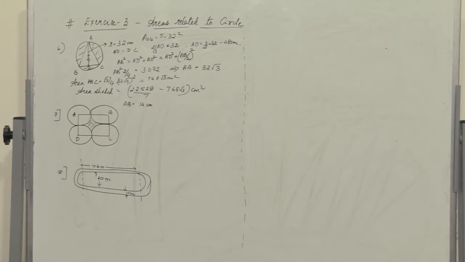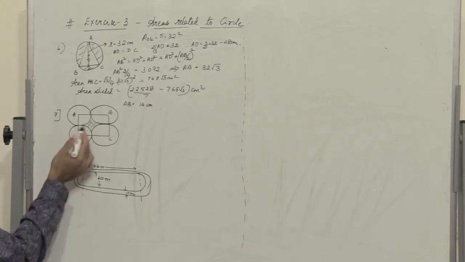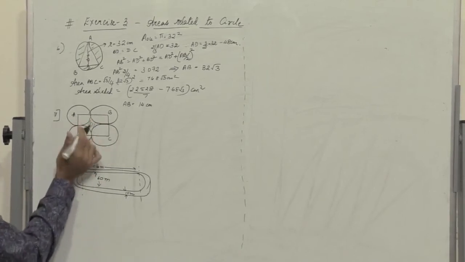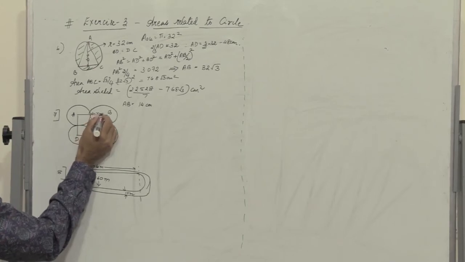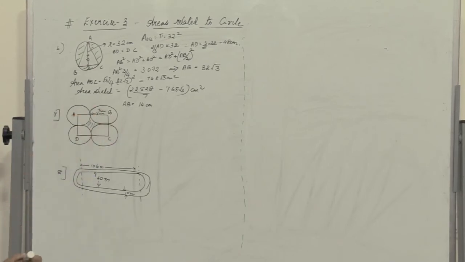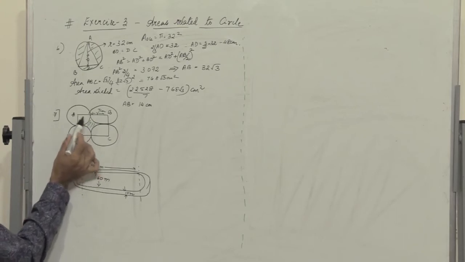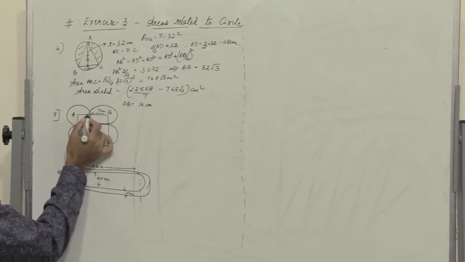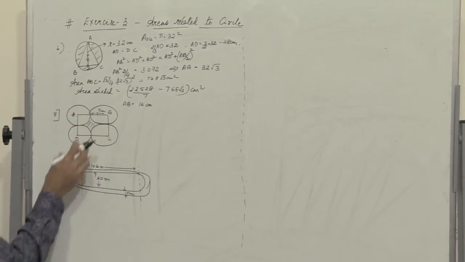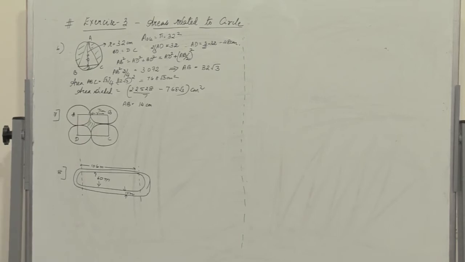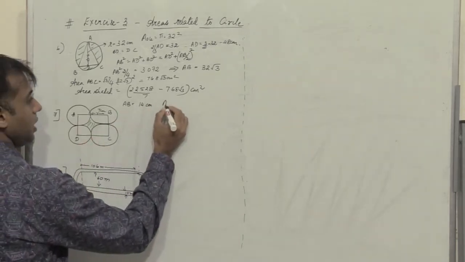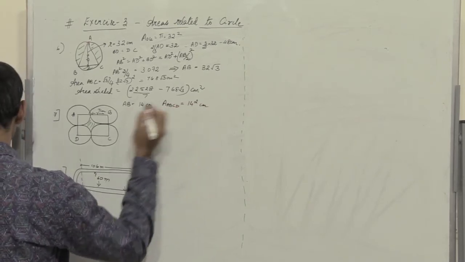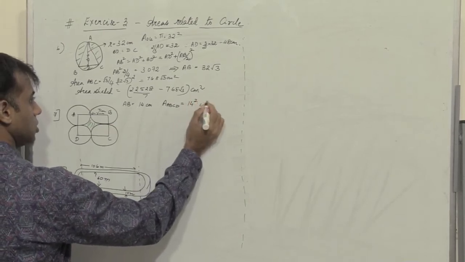The next problem, problem 7, we need to find the area of this shaded region here. Now ABCD is a square, so AB is 14, and hence the radius of the circle would be 7 centimeters. To find the area of this shaded region, find the area of the square minus the area of these quarter circles. If I add up these 4 quarter circles, it becomes the area of one full circle of radius 7. So let's find the area of ABCD, which is 14 square centimeters.